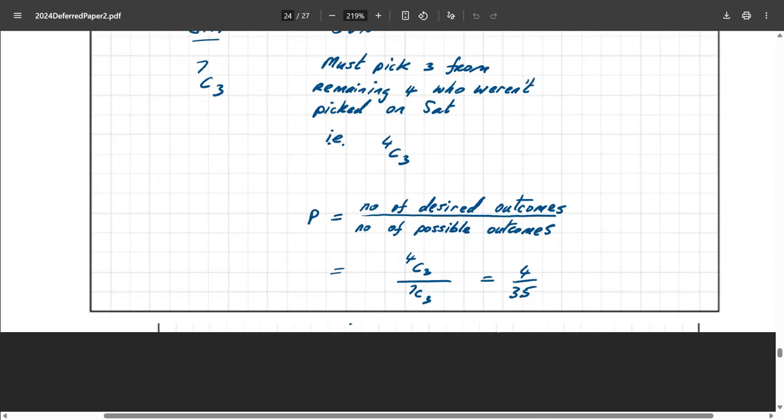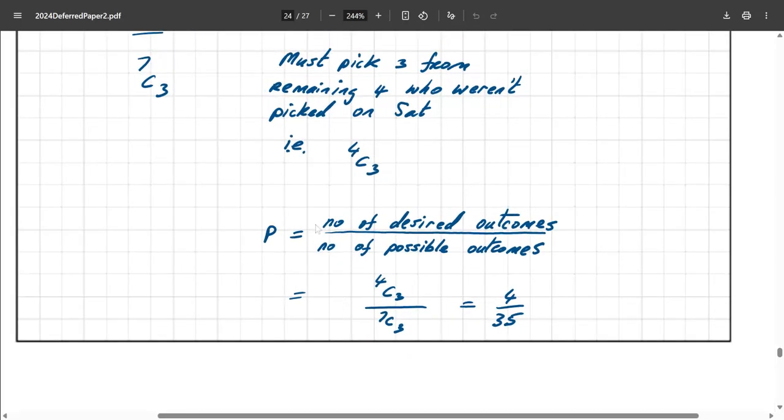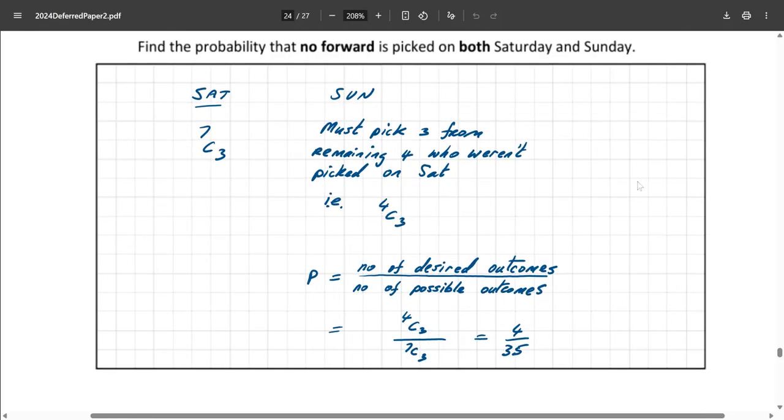And then the final part of that, just to finish up, is that the probability is the number of desired outcomes. Always go back to our definition of probability. Probability is always the number of desired outcomes over the number of possible outcomes. So what's desired? We need 3 of these out of these 4. So it's 4C3 above the line. What's possible though is any 3 out of the 7 players. That's below the line. And that gives you an answer of 4 out of 35. And that's the end of the question.